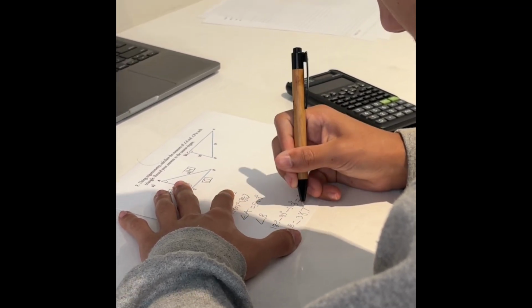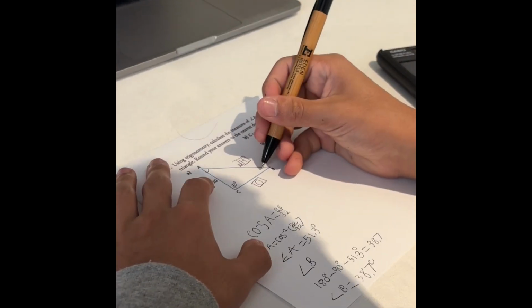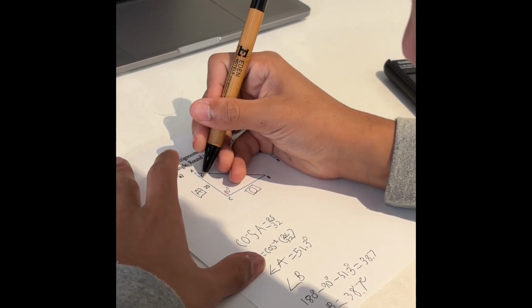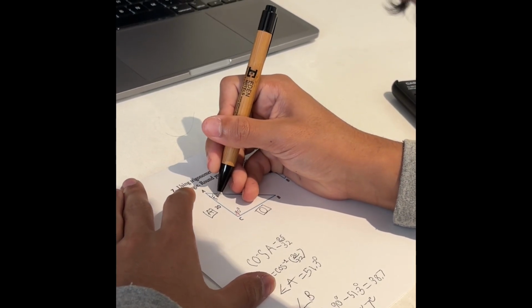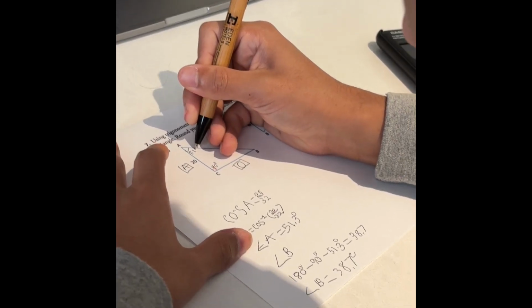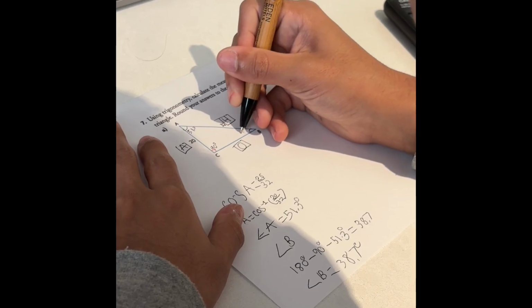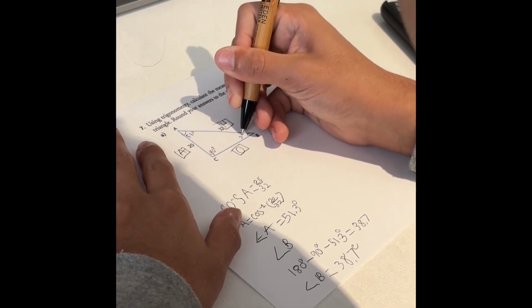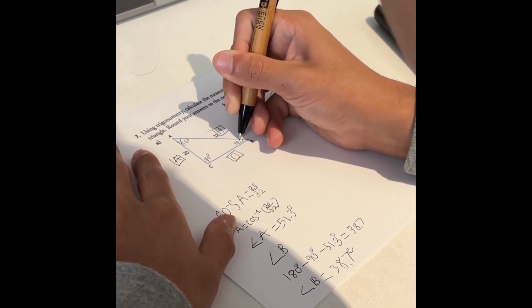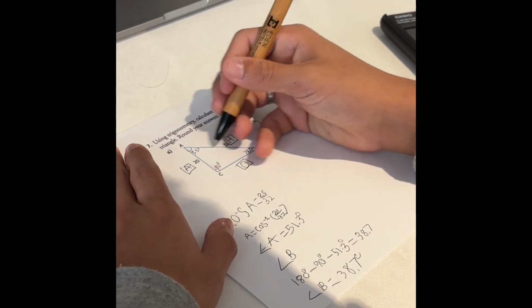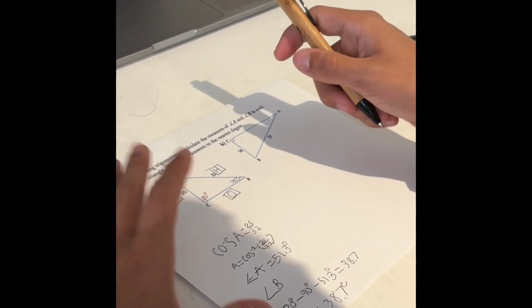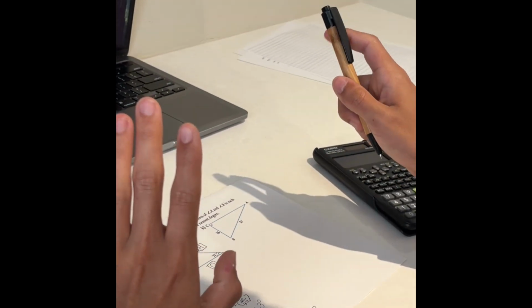And so we put 51.3 and 38.7. Adding them all up with the 90 equals 180, which is how we found the triangle.